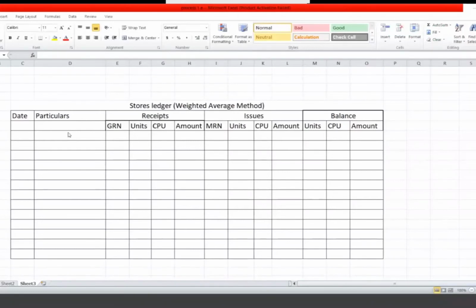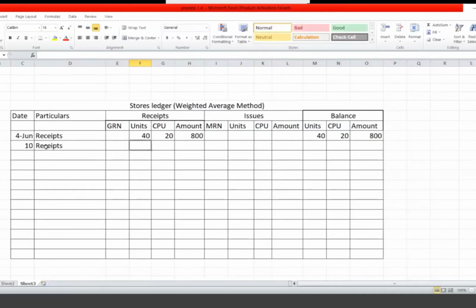First, weighted average method we are following. What is the first date? It is 2014 June 4th. So I'll write down here June 4th. What have they given? Directly receipts in units. How many units? 40 units. What is the price? 20. Then the total amount is 800. Now the balance we have with us is 40 units, 20 rupees, amount 800.